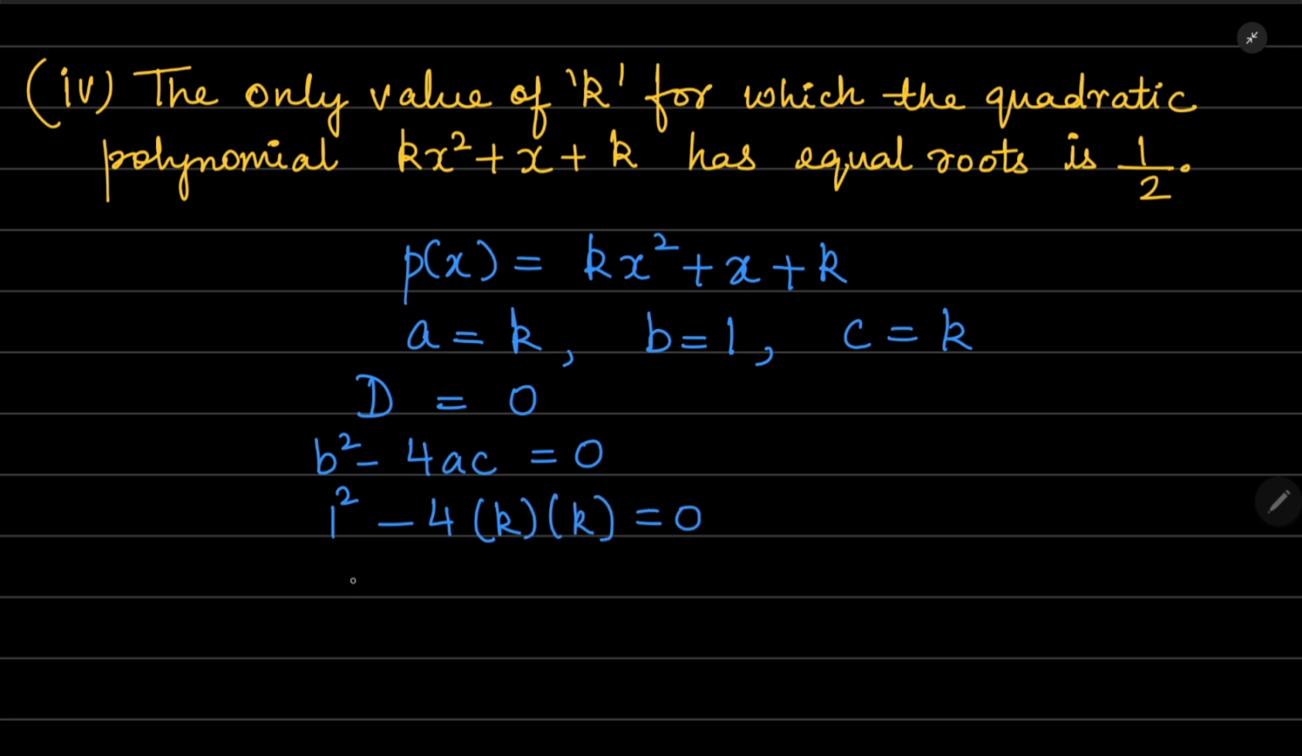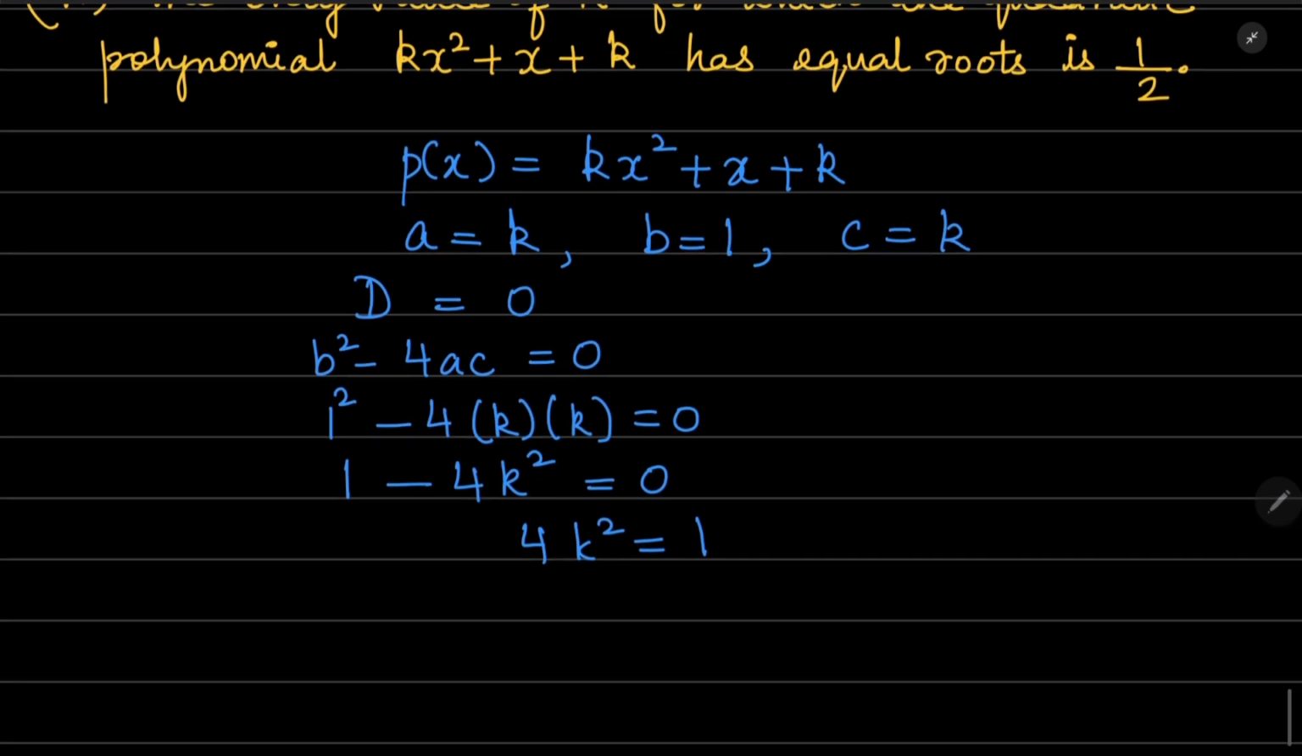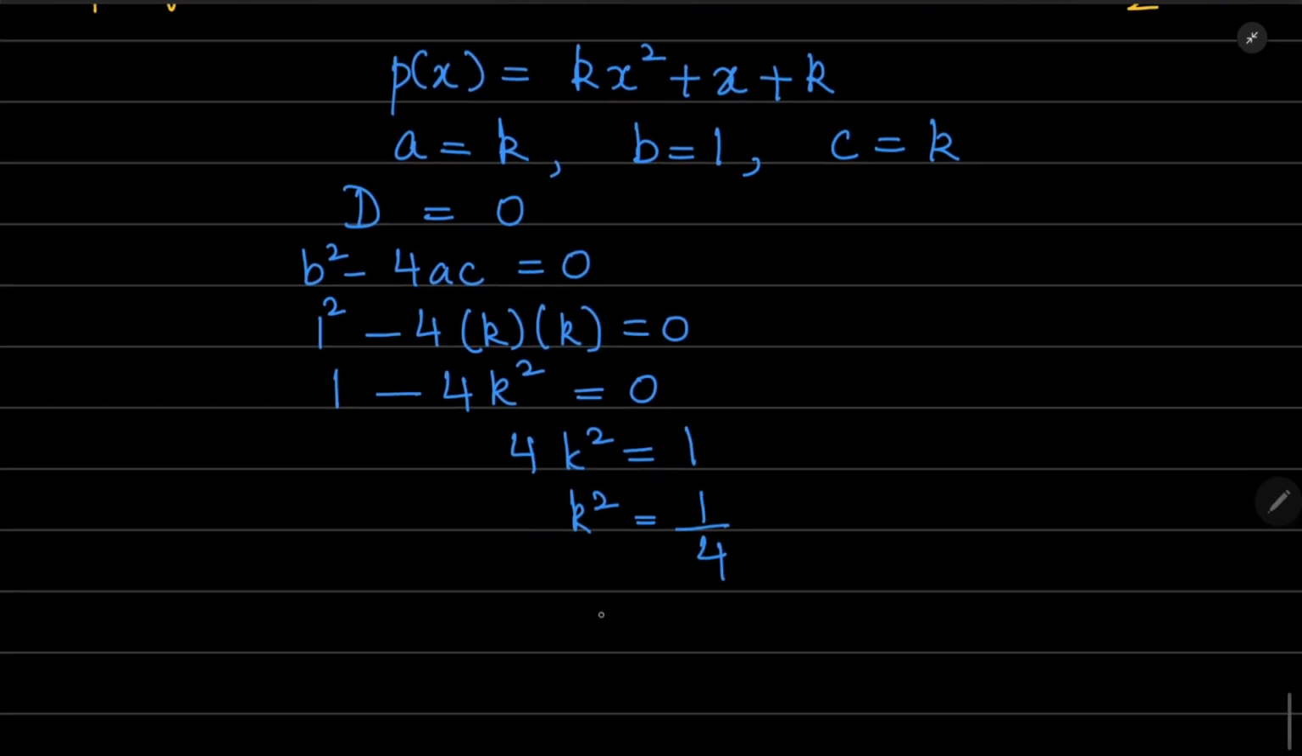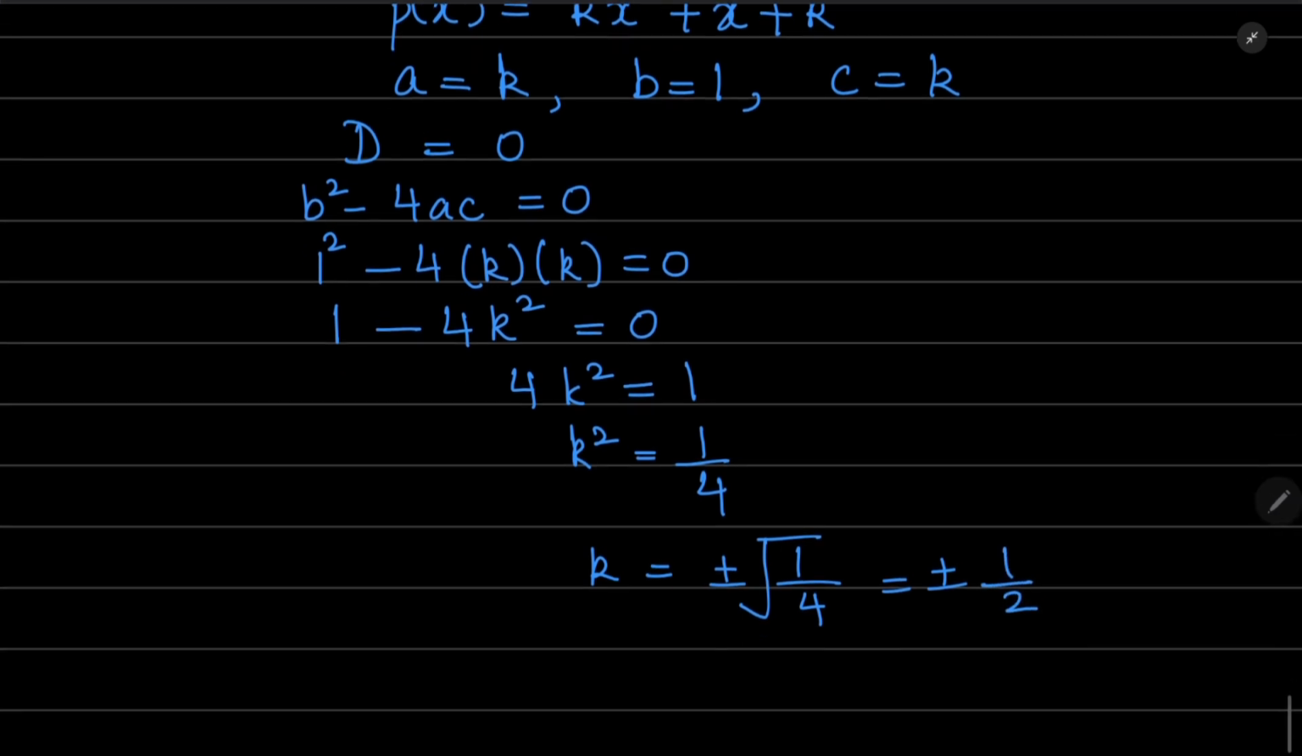What is b square? 1 square minus 4 into a, which is k, c is also k, equal to 0. So 1 minus 4k square equal to 0, or 4k square equal to 1, or k square is nothing but 1 by 4, or I can write k is equal to plus or minus root of 1 by 4, or nothing but plus or minus 1 by 2. So k can be two values. It can either be plus 1 by 2 or it can be minus 1 by 2.